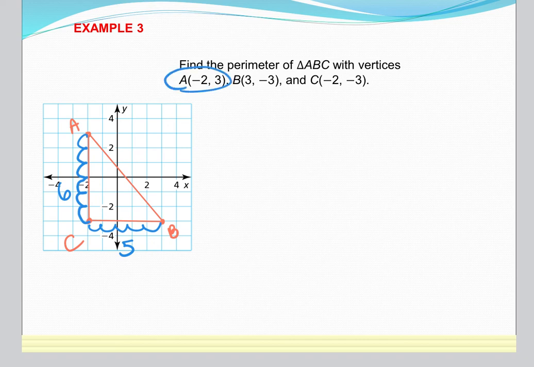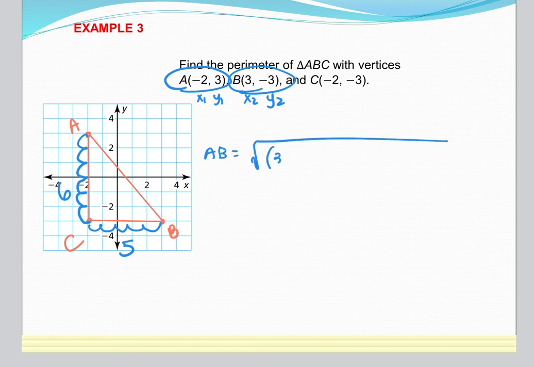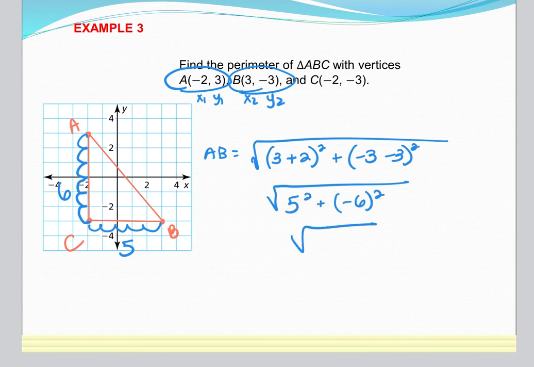So between A and B, this would be my x1, y1, x2, y2. So AB is the square root of x2, which is 3, minus x1, which is -2. So what happens to minus a negative? You add. Good. So that becomes plus 2. Plus y2, -3, minus y1, 3. I get the square root of 5 squared plus -6 squared. 5 squared is 25. 6 squared is 36. Add these together, and I get the square root of 61.